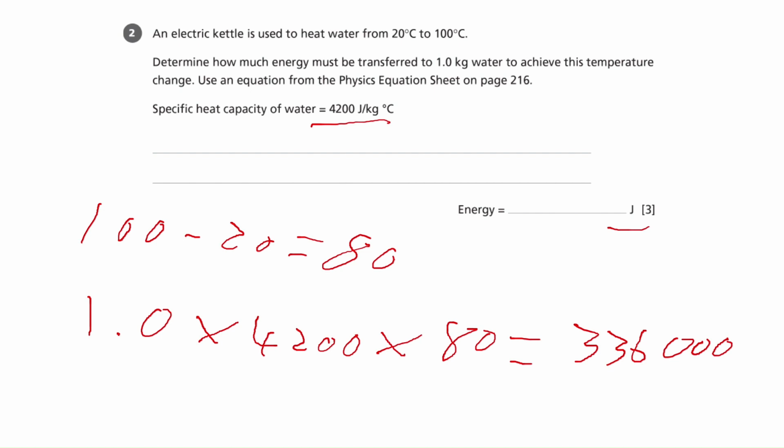In terms of marks for this, we're given 1 mark for calculating the temperature change. It'd be good practice to put degrees Celsius on there, actually. We're given 1 mark to have the equation here, the working, and then 1 mark for the final answer. That's the 3 marks available for this question.